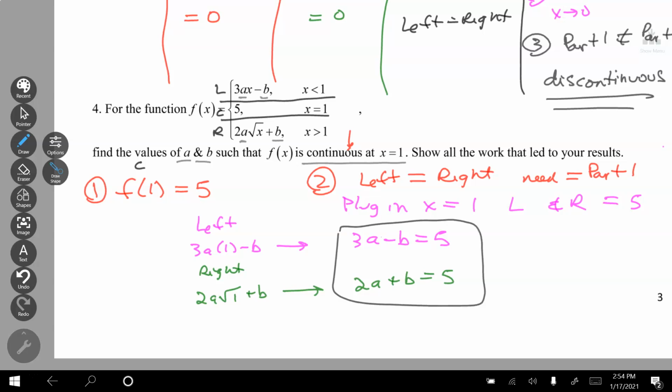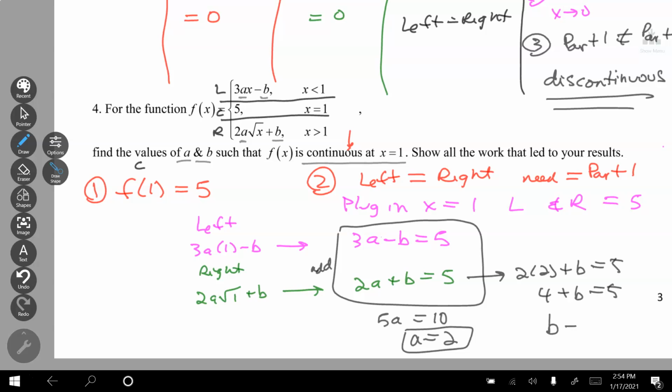I have two equations, two variables, or two parameters a and b, and right now if I add them together, the b's cancel out and I get 5a is equal to 10, so a is equal to 2. I could go ahead and plug that in either one of them. I'm going to plug it in here. 2 times 2 plus b is equal to 5. 4 plus b is equal to 5. b is equal to 1.